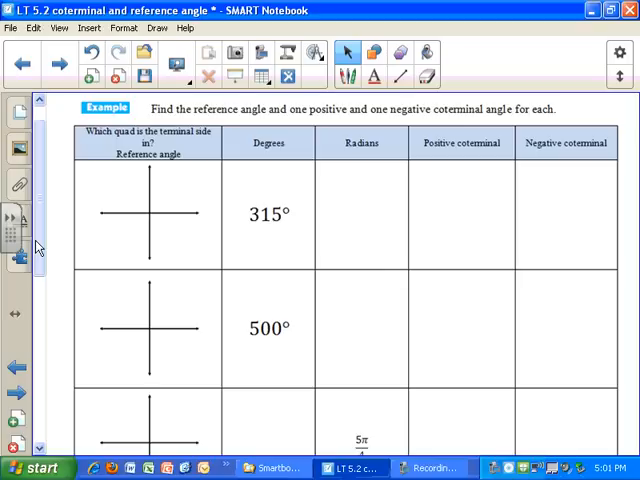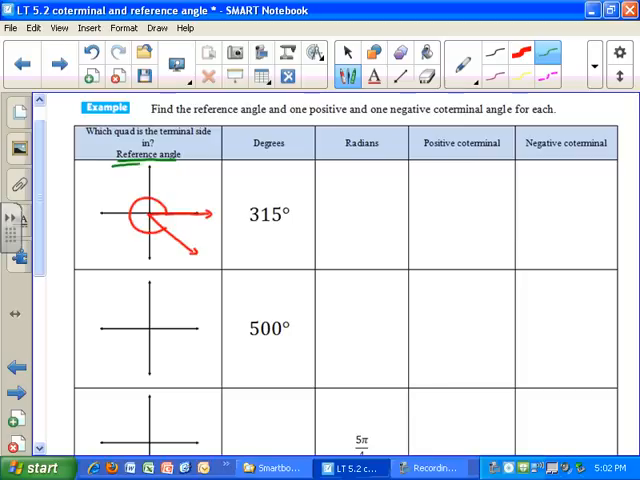We have an angle with a measure of 315 degrees, and we want to convert that to radians, find a positive coterminal, a negative coterminal, and a reference angle. So if we start by drawing that angle out, we always start with the positive x-axis and go around 90, 180, 270, and we'd end at 315 right there. Okay. So if we're going to start with this first problem and ask, what is the reference angle?